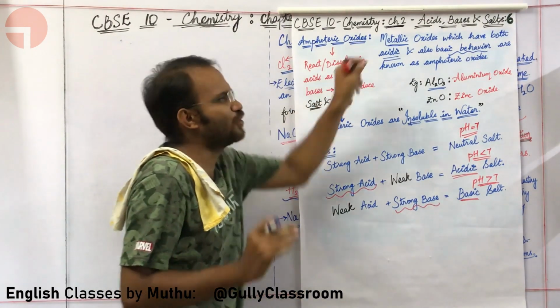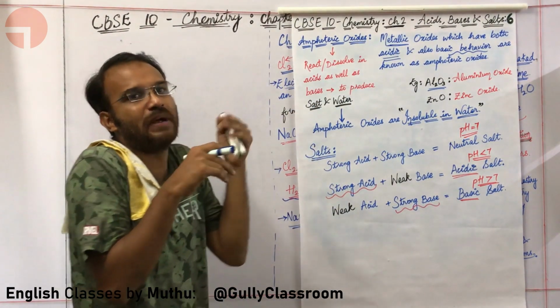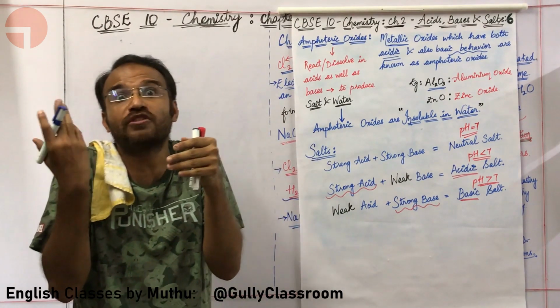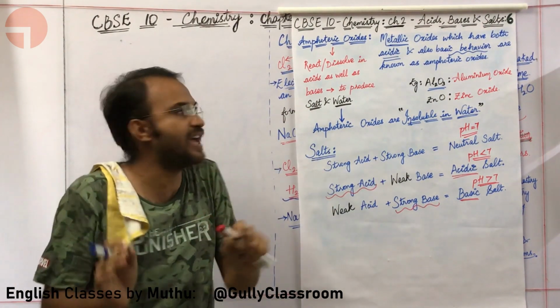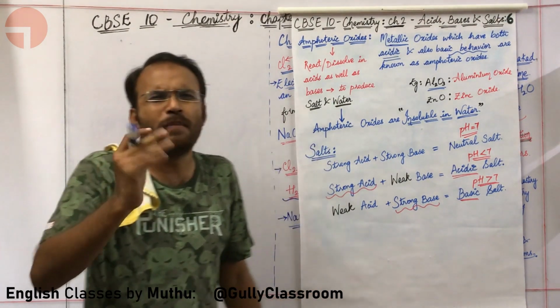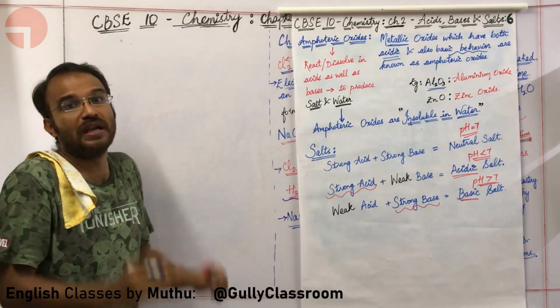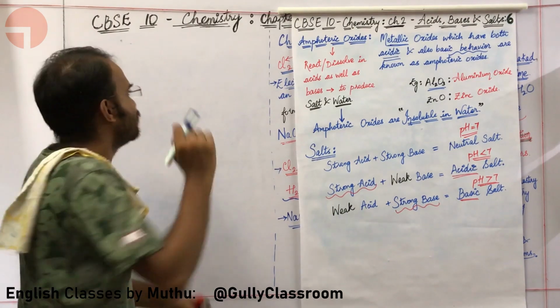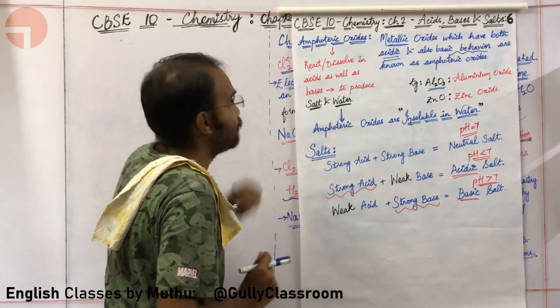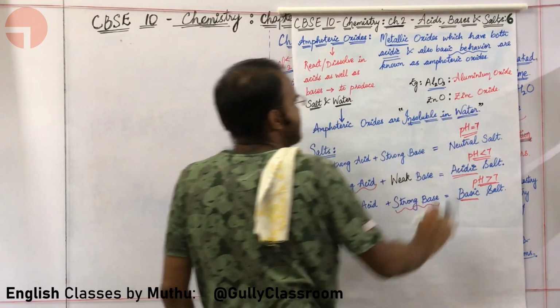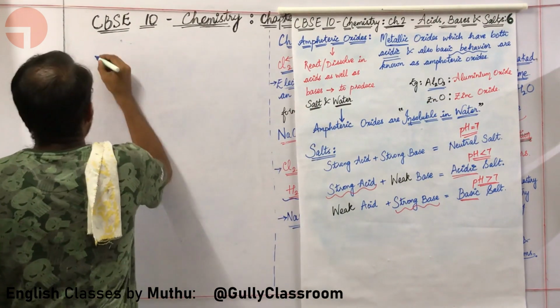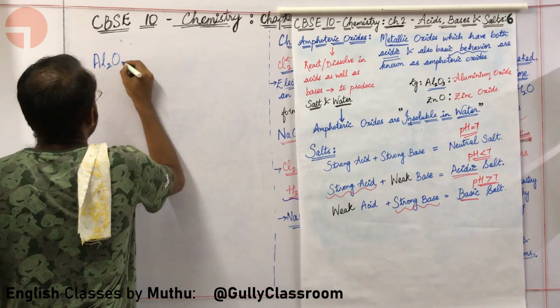Sir, I am able to understand the definition that metallic oxides which have both the characteristics of acidic and basic will behave as amphoteric oxides. But give an example. Help me to understand with an example. For amphoteric oxides, the standard example is aluminium oxide and zinc oxide. Let us take aluminium oxide, Al2O3.